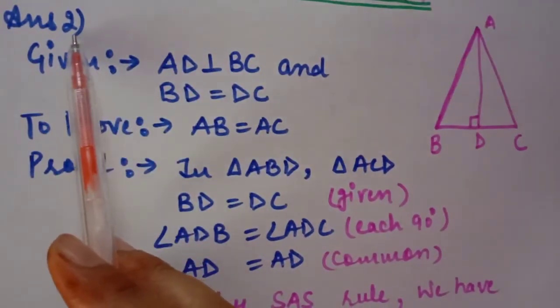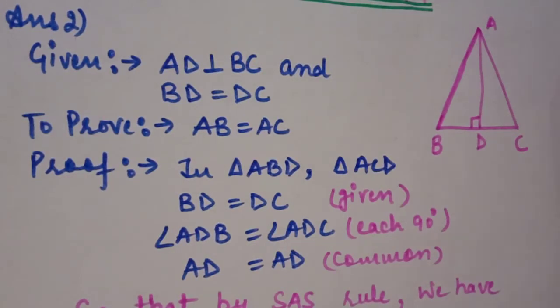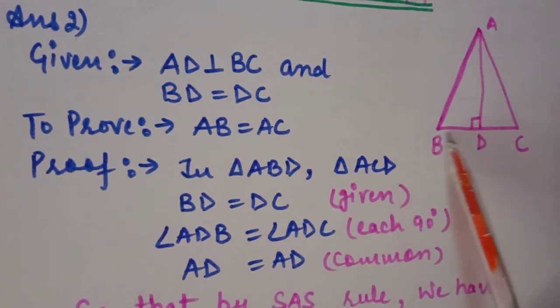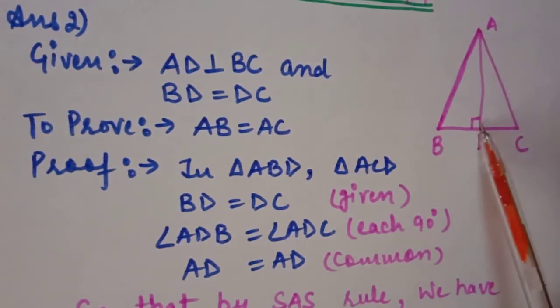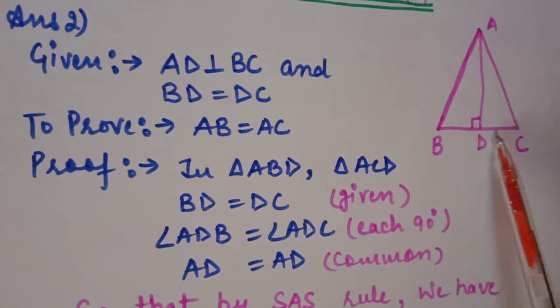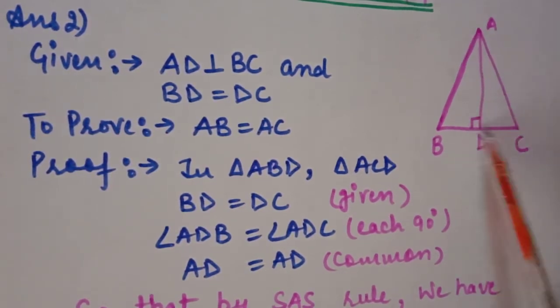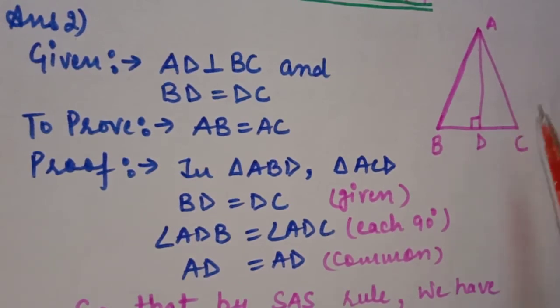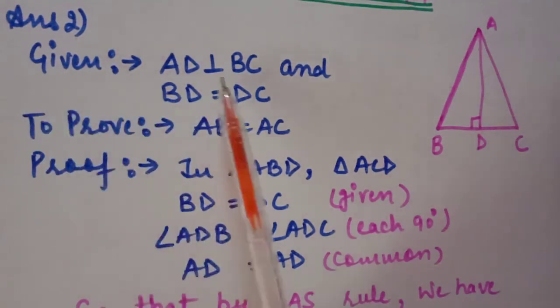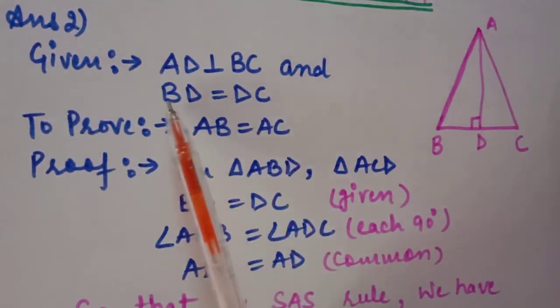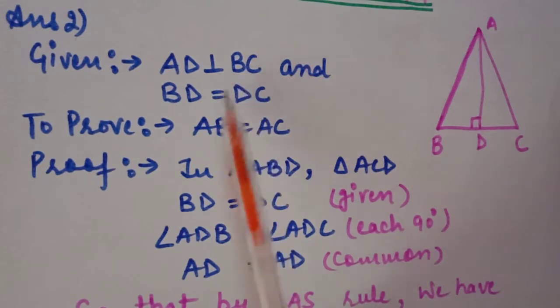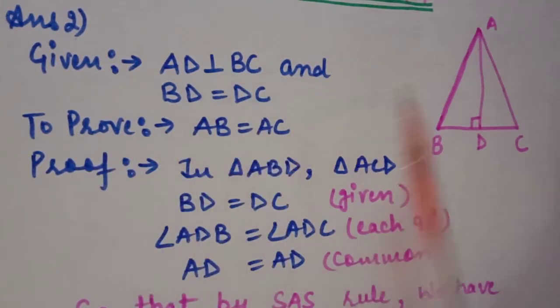Question number 2 is, in a triangle ABC, AD is a perpendicular bisector of BC. Perpendicular means 90 degrees, bisector means bisect into two equal parts. Show that triangle ABC is an isosceles triangle in which AB and AC are equal to each other. So students, what is given? AD perpendicular BC and BD is equal to DC. Both things are given. We have to prove that AB and AC are equal to each other.